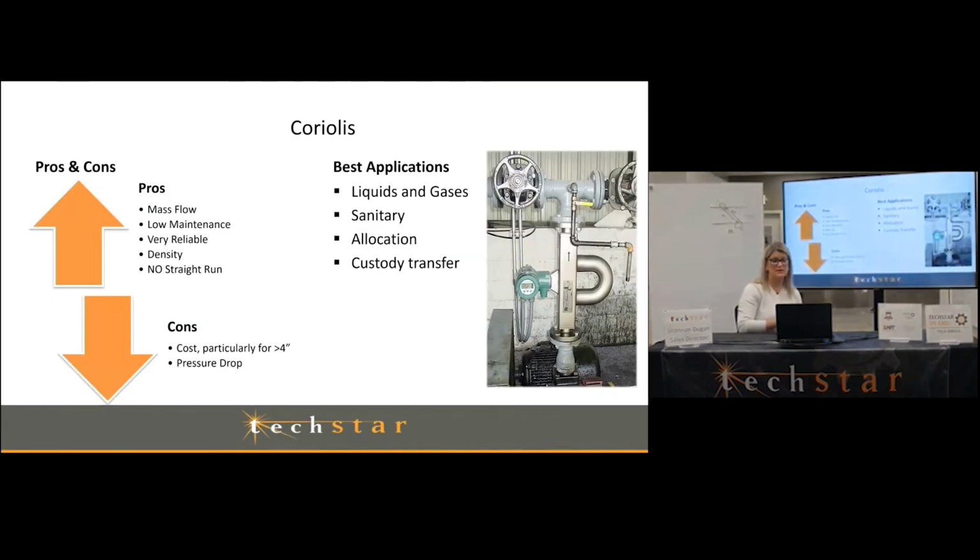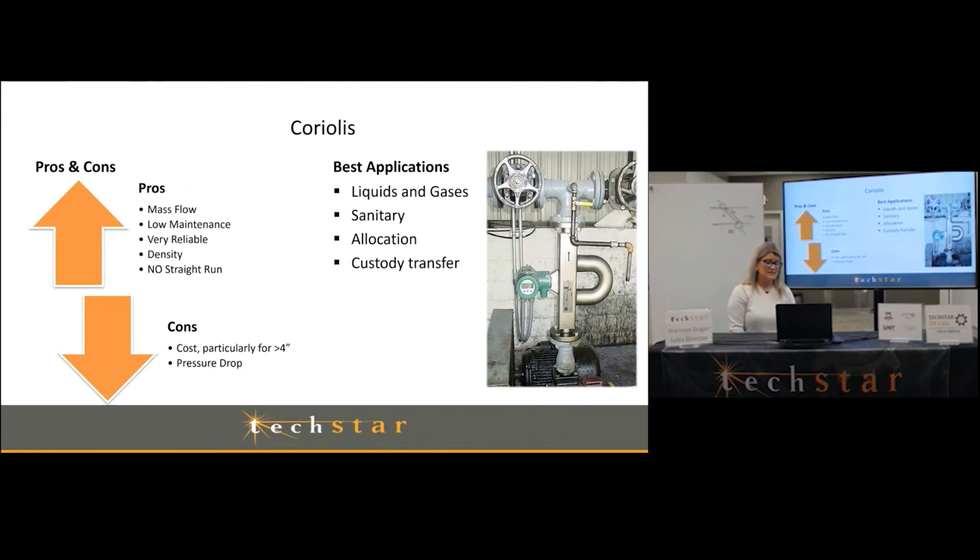So where can these be used? Really, any liquid or gas, you can use these in sanitary applications. You can use these where you need really high accuracy as well. Sometimes the Coriolis meter is the best meter for allocation or custody transfer, depending on what you're looking for. They're very reliable, and they'll give you a density measurement. They also need no straight run. As you can see in the picture, there's not a whole lot of straight run. Pretty much just enough to put the meter in and you're good to go.